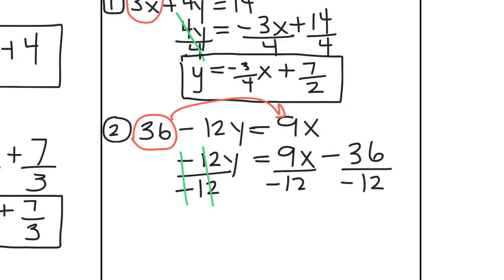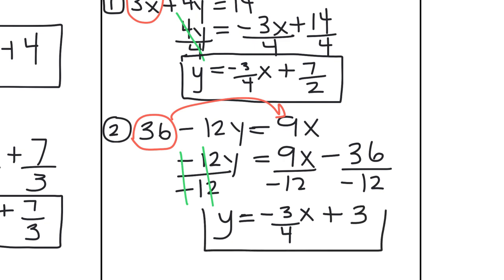So the negative 12's will cancel out. That's going to leave me with y. 9 over negative 12, that is going to reduce to negative 3 over 4. We still have the x. And negative 36 divided by negative 12, that's going to divide nice and evenly. I know two negatives will make a positive, and 36 divided by 12 is 3. So here is my second equation.